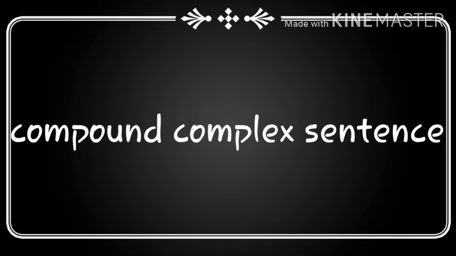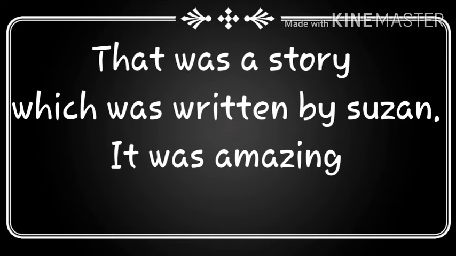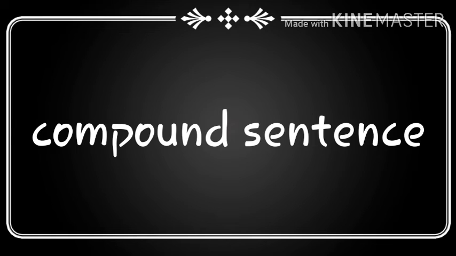Then we have to make it into compound-complex. For compound-complex, it should have two or more independent clauses and one dependent clause. How shall we do it? That was a story which was written by Susan. It was amazing. You just take examples from compound and complex sentences. 'That was a story' is independent, 'which was written by Susan' is dependent. 'It was amazing' is also independent. So that is how you interchange a complex sentence. Now let us try with a compound sentence. I'll give you an example.